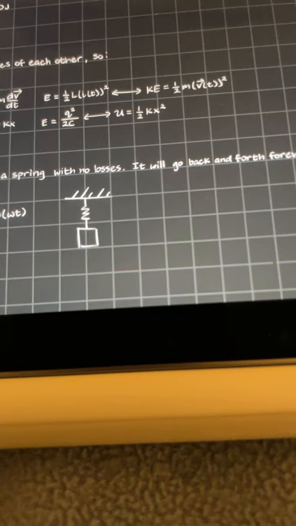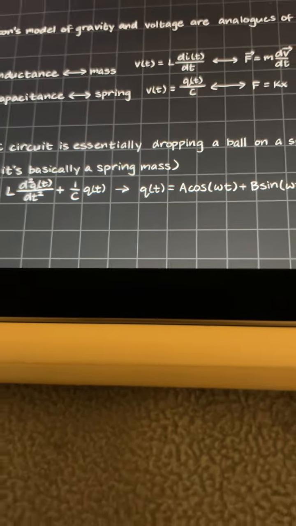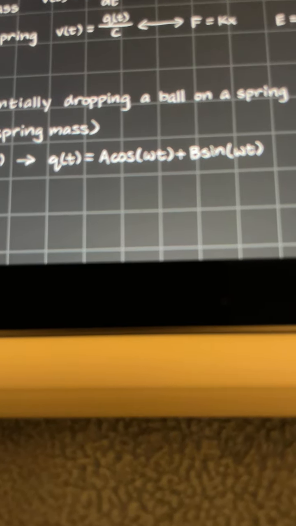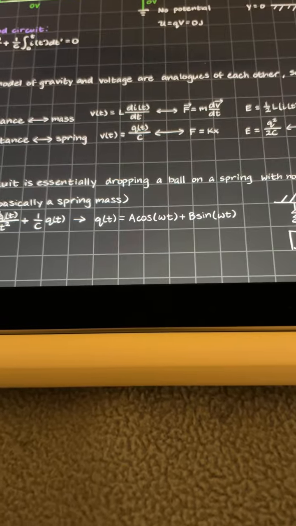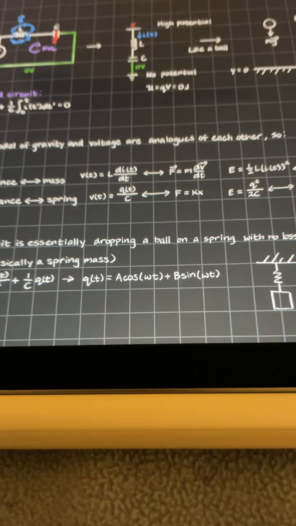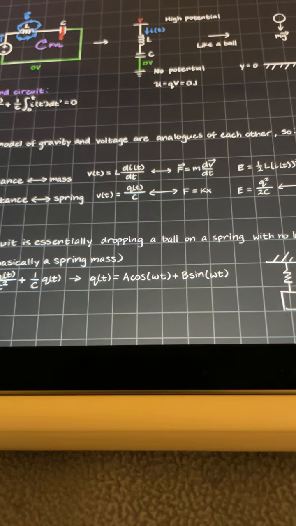It's going to go back and forth forever, just like this simple harmonic oscillator, this box right here. So it's basically a spring mass. And if you solve this differential equation, you get the same solution you would if you solved a simple harmonic oscillator's position function, if you solved for it. So yeah, it's really cool to think about, but this is why you can run simulations using capacitors and inductances as springs and masses.